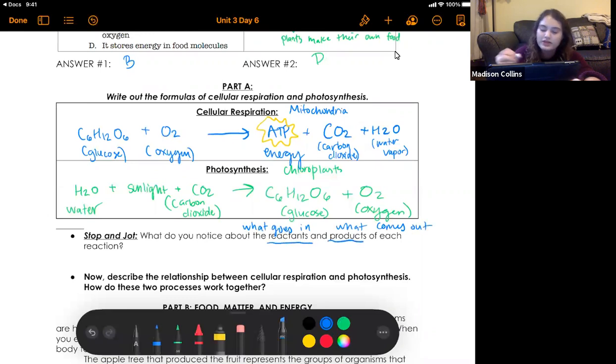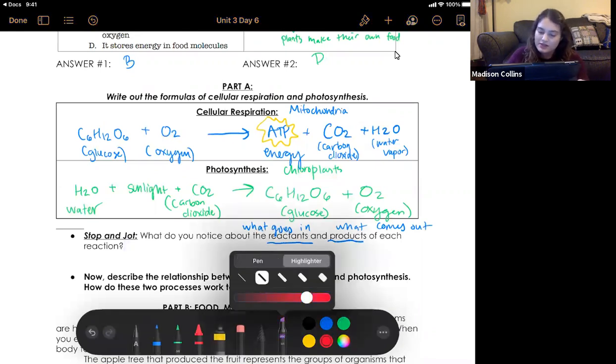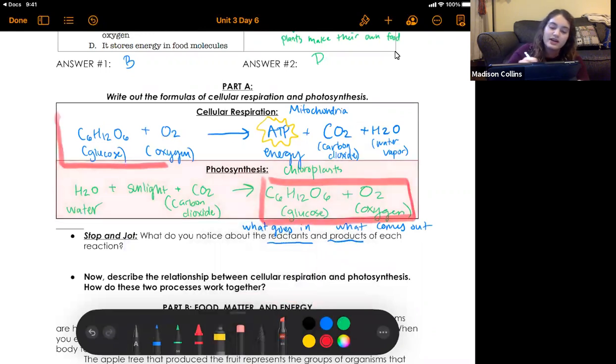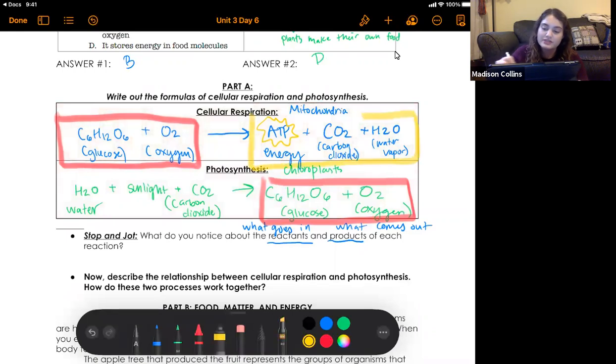So what do you notice about the reactants and products? Hopefully you notice that they're the same, but backwards. Okay, so let me highlight this. The products of photosynthesis are the same as the reactants of cellular respiration, and the products of cellular respiration are the same as the reactants of photosynthesis.